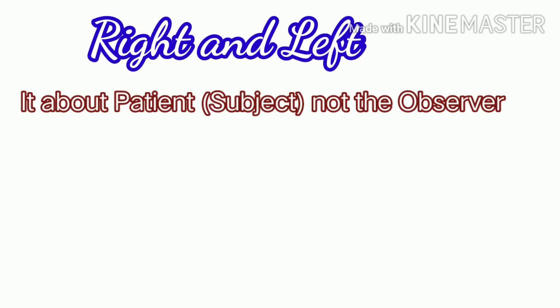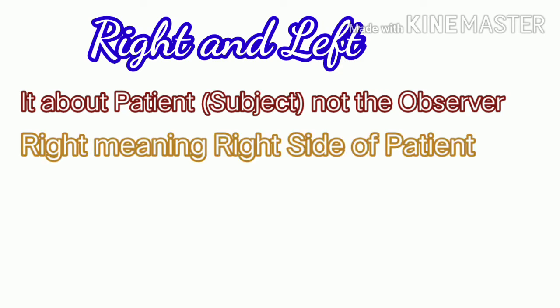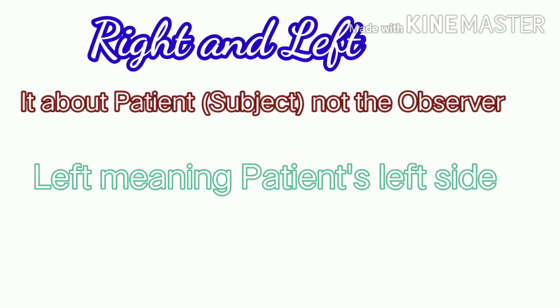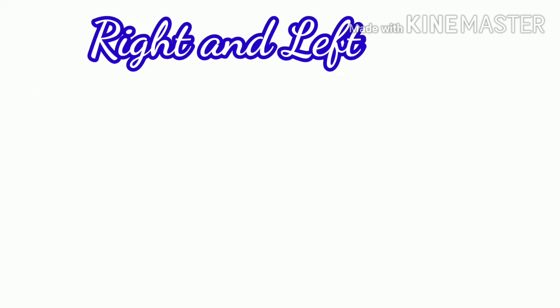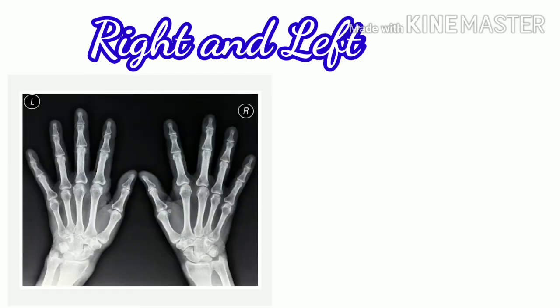I consider it important to mention the right and left side because people may find it confusing. Whenever you are talking about or referring to the right and left side, it's all about the subject or patient's side, not the observer's. So when you refer to right, it's every time the patient's right, not your right. Similarly with the left. If you're referring to the left side, it's the patient's left side, not the observer's left side. You really need to learn this because it will help you while examining scans.